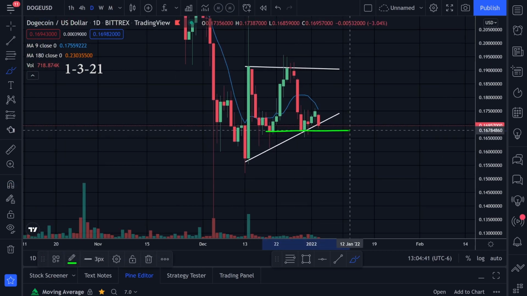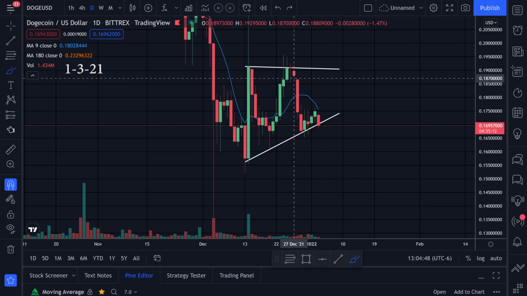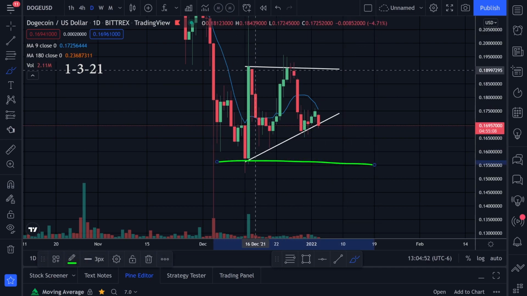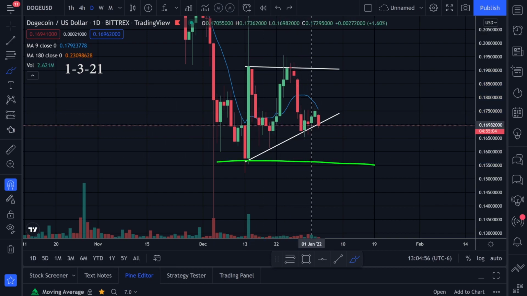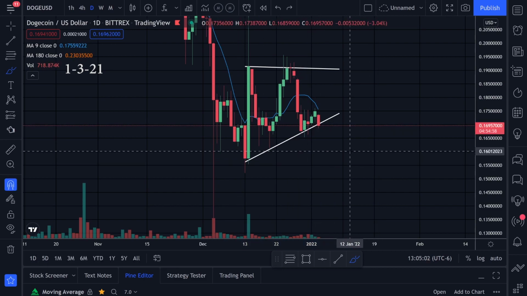We have this support right here sitting around .167. I think if we break that, then we're probably going down here around .155. I had a limit order set at .155 for a while. I think it's when we started trending down over here. I thought we were going to come down over here, but we didn't end up doing it, and it's still been there. I've had this limit order set at .155 for a while, like I've been saying.